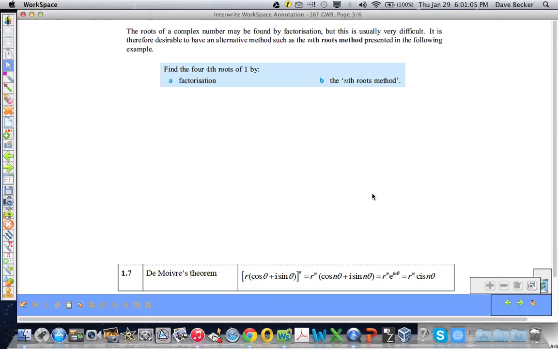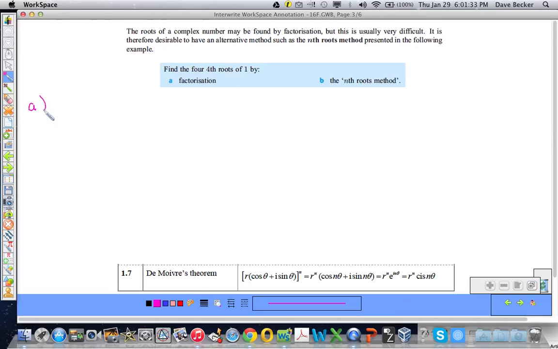All right, so let's get to it. The roots of a complex number may be found by factorization, but this is usually very difficult. Not so much here, but it usually is. It is therefore desirable to have an alternative method such as the nth roots method, and we'll show you that here in this example. Find the fourth roots of 1 by factorization.